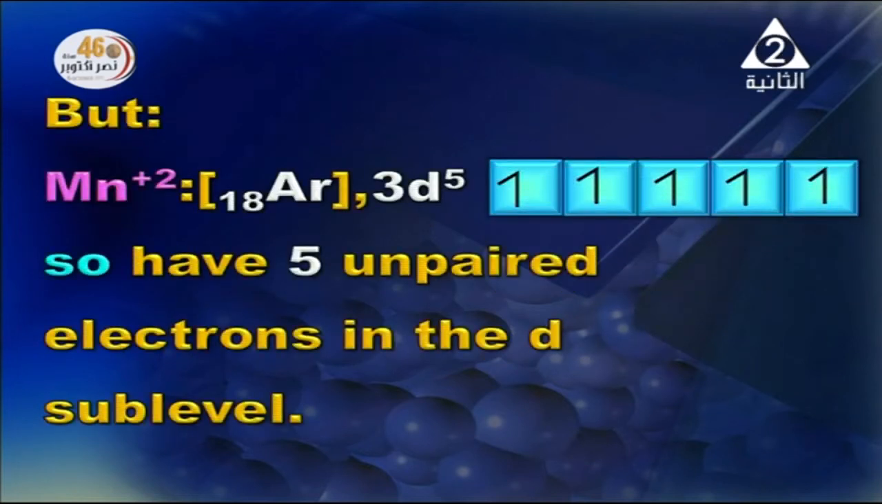While manganese of atomic number 25 has electronic configuration argon 18, 4s2 3d5, and so in manganese 2 chloride, manganese positive 2 has electronic configuration argon 18 3d5, and so we have 5 unpaired electrons in the d sublevel.